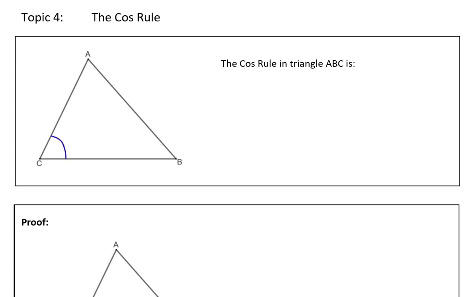If this is angle C, then that would be called side C. If this is angle B, this would be called side B. And if this is angle A, that would be called side A. So the first way of writing the Cos Rule is that it involves all 3 sides. You could say C squared, which is opposite angle C, will be equal to the 2 other sides squared added together.